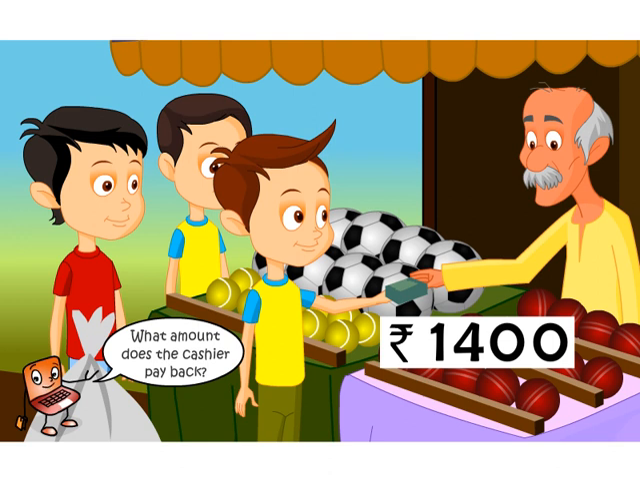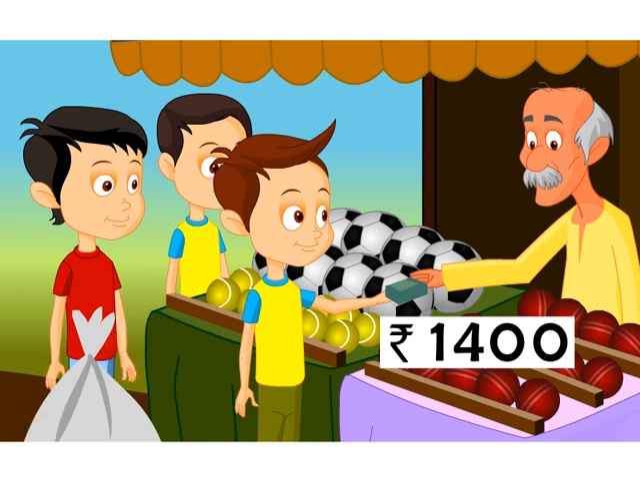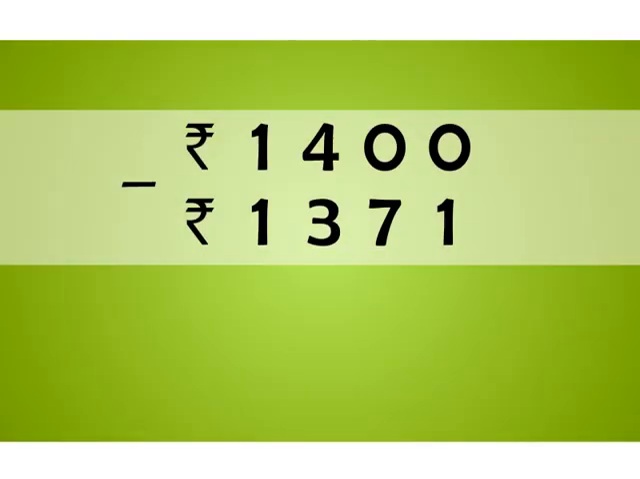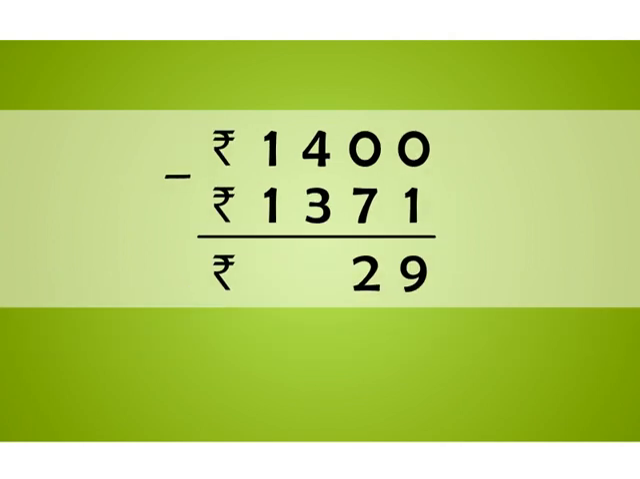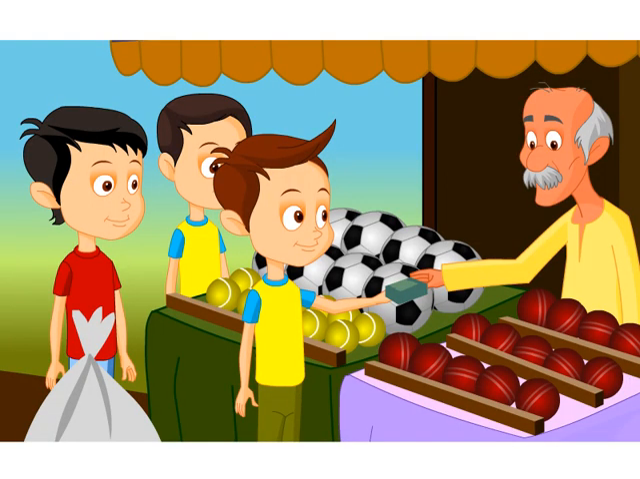What amount does the cashier pay back? This can be found by subtracting ₹1,371 from ₹1,400. This is equal to ₹29. The cashier hands over ₹29 to John.